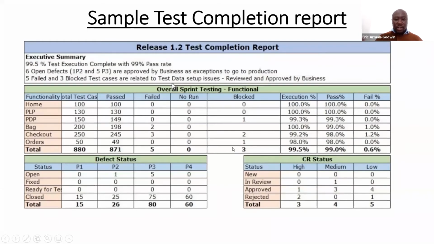A good test exit report should have more to explain what happened. So stakeholders will ask these questions. Why do we have blocked bugs? There are five failed ones. What's happened to them? And then they'll probably come to the end and say, oh yeah, there's 0.6. Questions will be asked here. But for a test analyst, when you give a good report which answers some of these questions, you save yourself a lot of hassle.